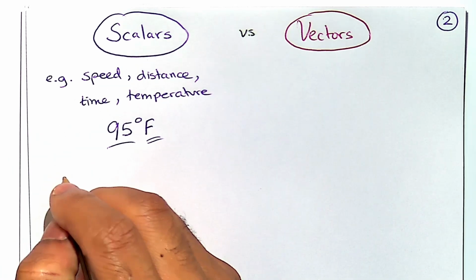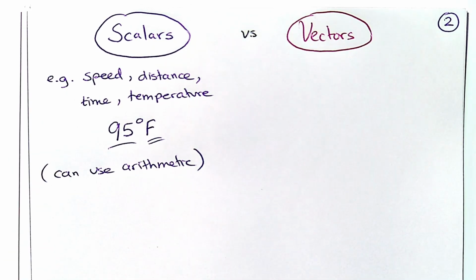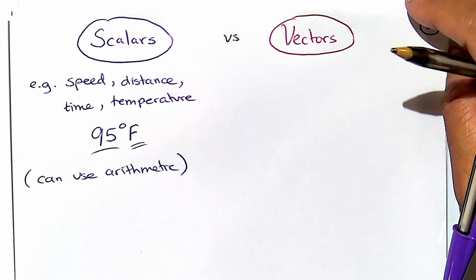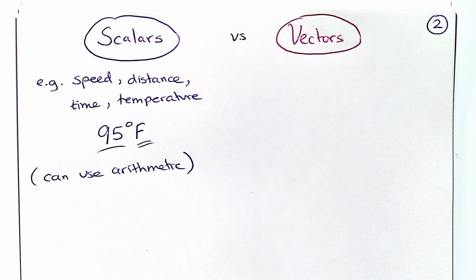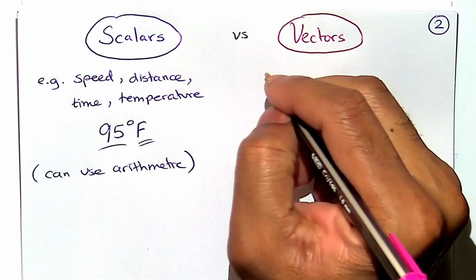Now, when you're dealing with scalars, you can use arithmetic, the regular normal math you're familiar with. You can add, subtract, or divide. You can do normal arithmetic with scalars. That's the nice thing about them. Now, to contrast this, let's look at vectors.